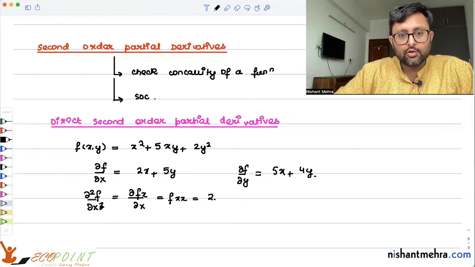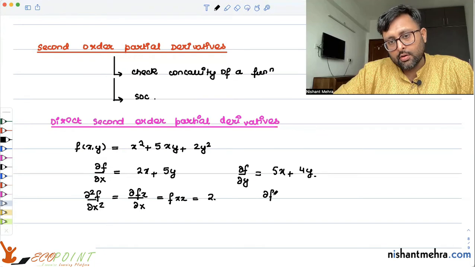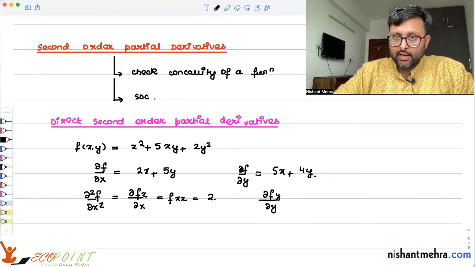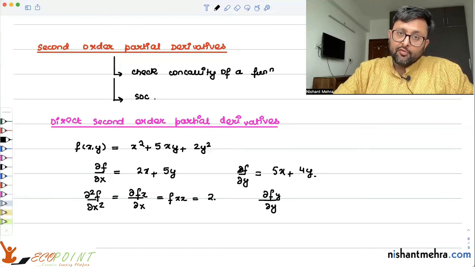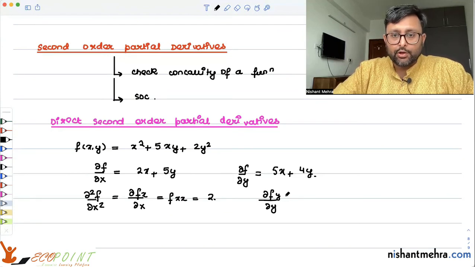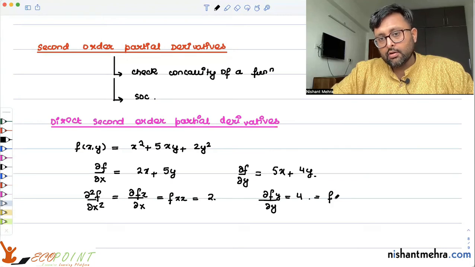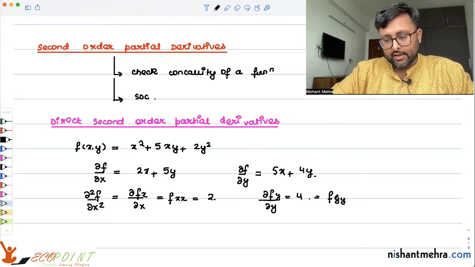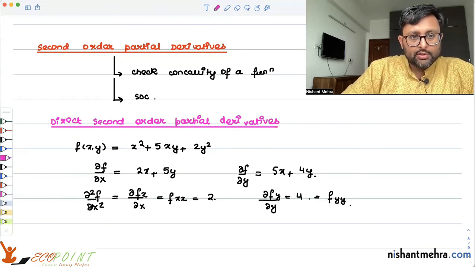So that is 2, or del fy by del y. Here it is the partial derivative of y. You are finding out the partial derivative of y with respect to y only. That is how this partial derivative of y itself is changing as y is changing. That is what you're finding out. So that is 4. So these are the direct second order partial derivatives. So fxx and fyy.